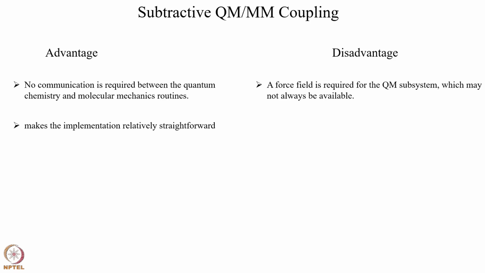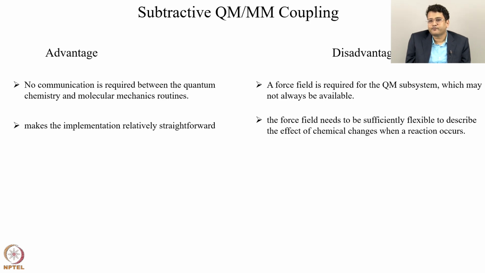Now, in many cases when I am doing calculations on small molecules containing heteroatoms or some special molecules, the force field may not be available. So, I always have to parameterize it, and one of the reasons I was using XTB for the lower level method is that I do not need to have the force field there. The second problem is that the force field needs to be sufficiently flexible to describe the effect of the chemical changes when the reaction happens.